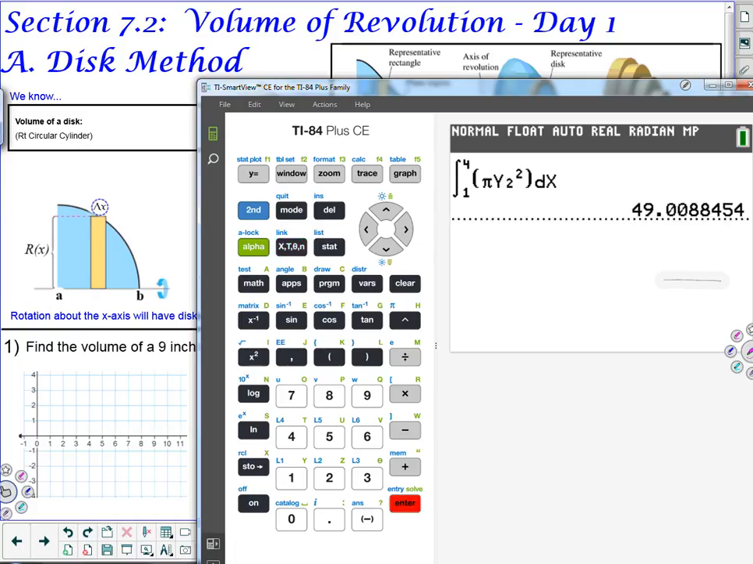Did you get that? 49.008 would be accepted, or 49.009 would be accepted. Or you could give 3 decimals, 4 decimals, 5 decimals, however many you want for the AP exam.